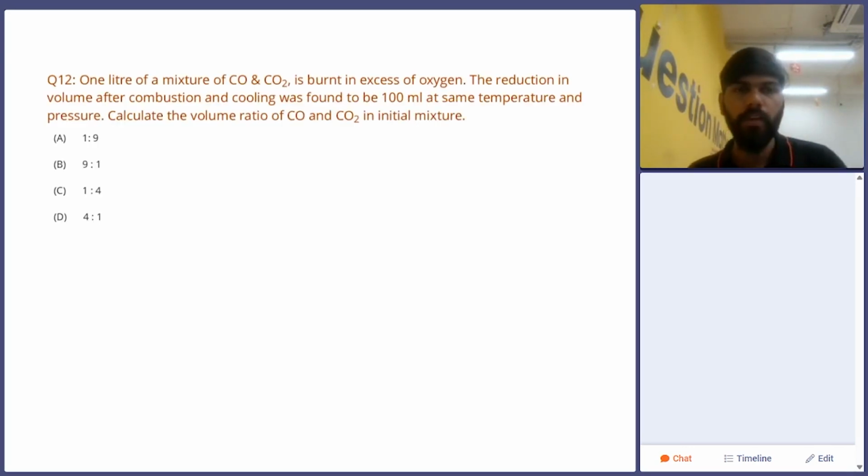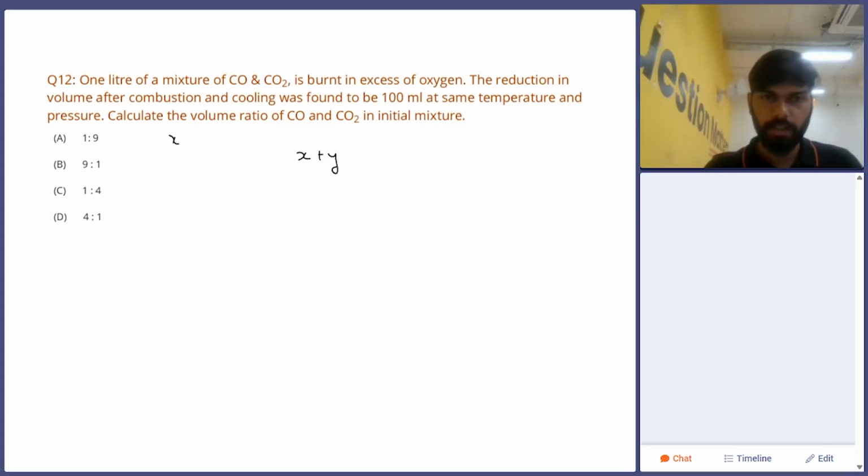Next question. 1 liter mixture of CO and CO2 is burned in excess of oxygen. The reduction in volume after combustion and cooling was found to be 100 ml at the same temperature and pressure. Calculate the volume ratio of CO and CO2 in the mixture. See students, for that what we have to do, first of all we'll write total X plus Y here. First of all, you can say X is the volume of CO, Y is the volume of CO2.